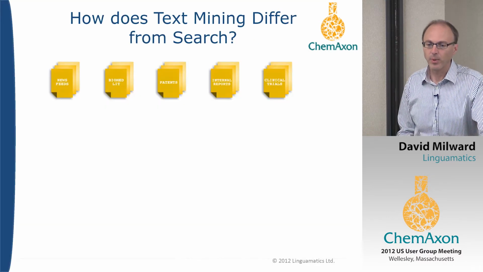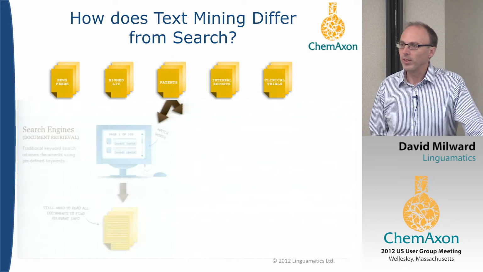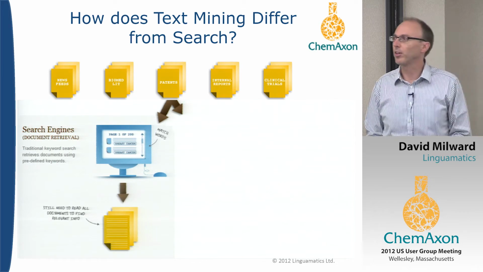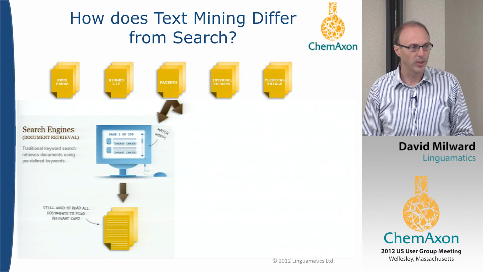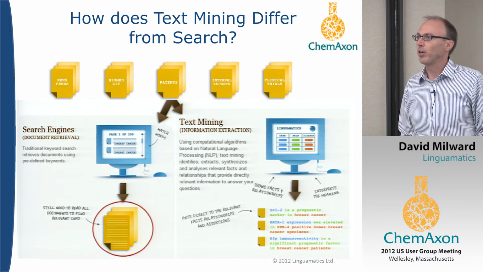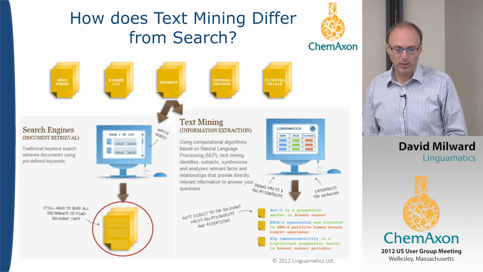So what's agile text mining? Well, first of all, what's text mining, and how does it differ from search? Typically with search, you're taking a large set of documents, and you're trying to find the most relevant documents in that set to answer a particular query. In contrast, in text mining, you're analyzing the documents. You're trying to extract information by looking at the language in those documents.